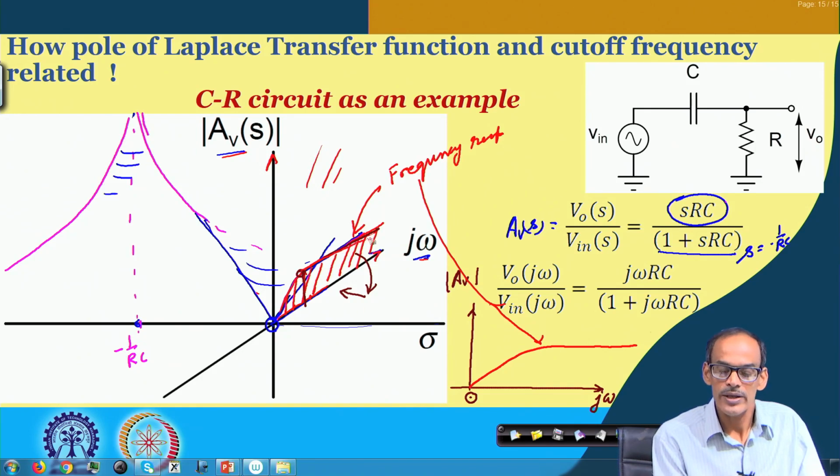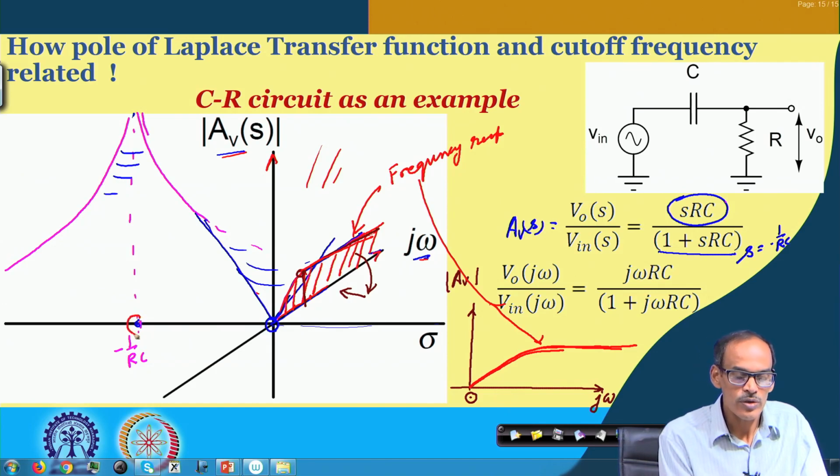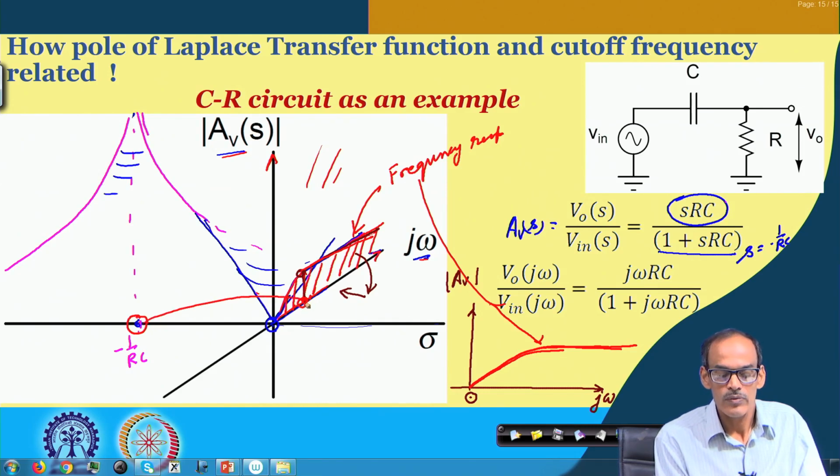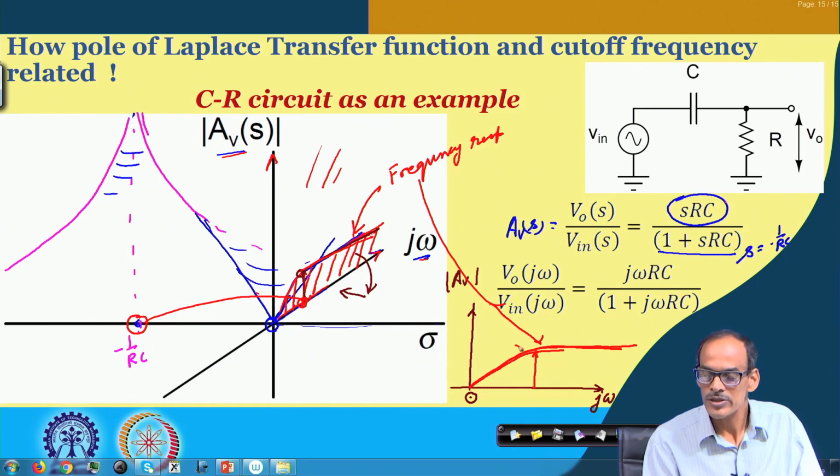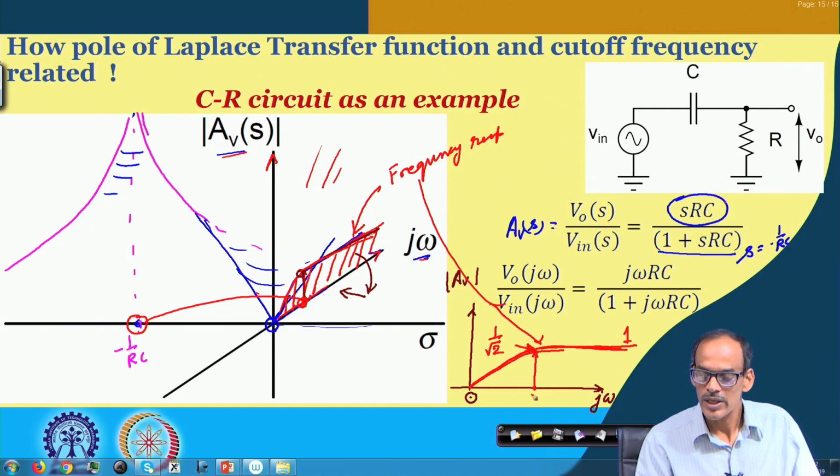In fact, this line is basically the same line here. And again, the location of this pole is basically deciding the point where the magnitude is 1 by root 2 times this saturated level, and the saturated level, of course, is 1. So, this point is what you call the 1 by root 2 point, or in Bode plot it is referred to as the minus 3 dB point, and this frequency again is omega equals 1 by RC.